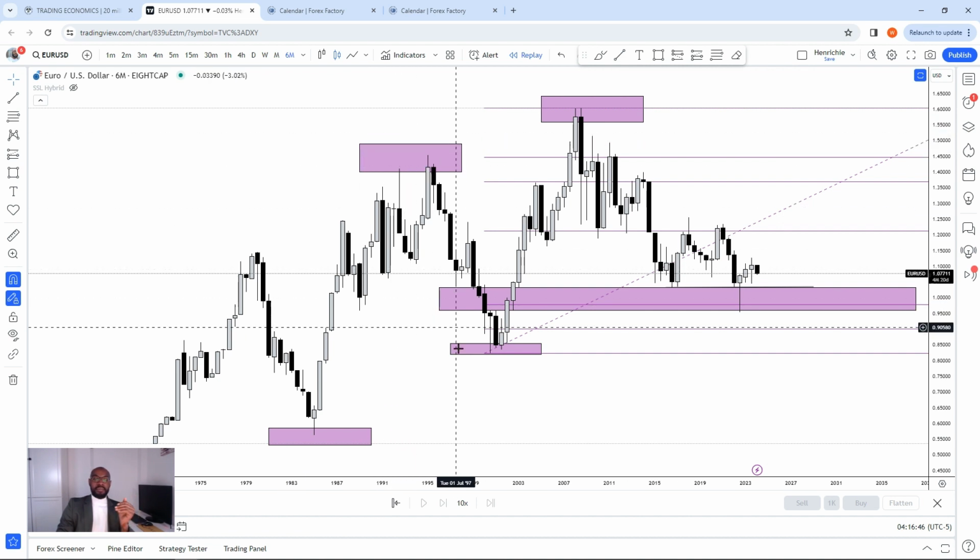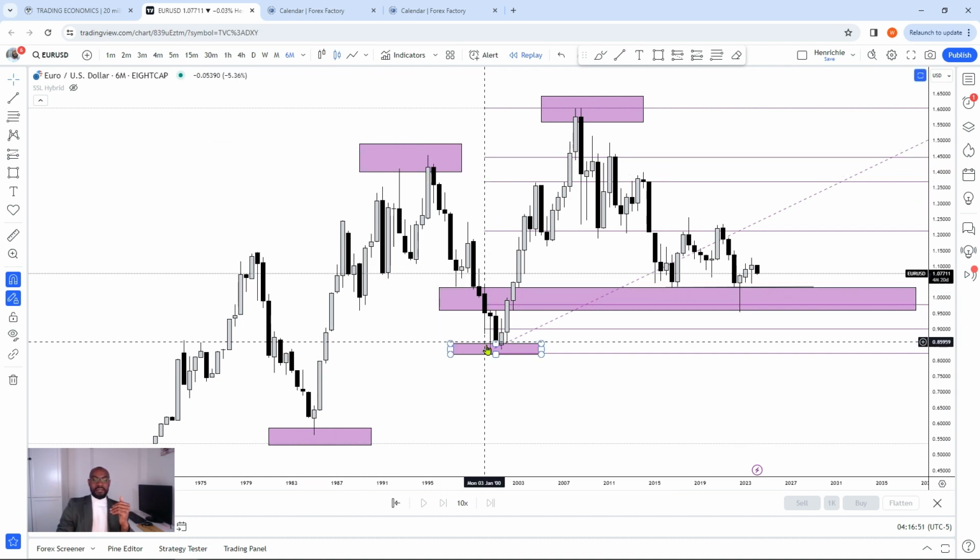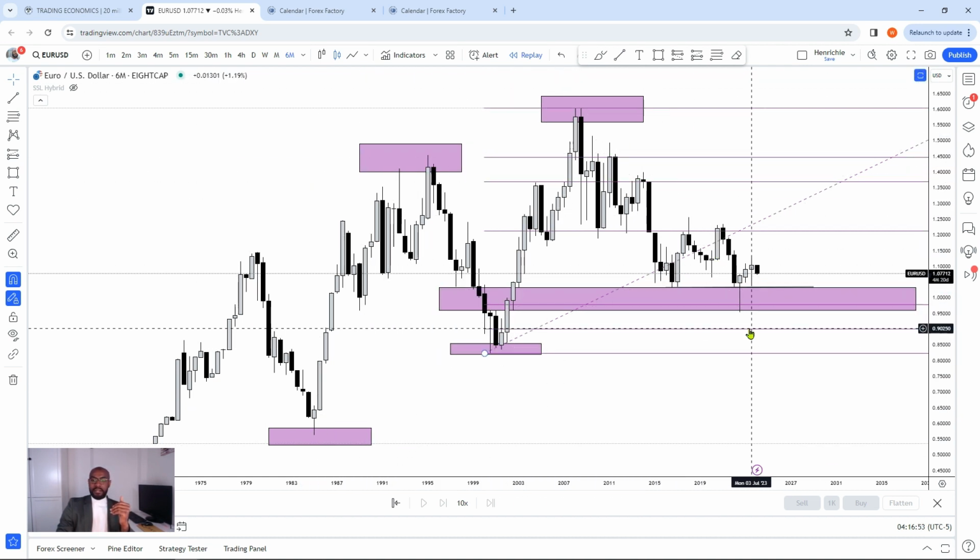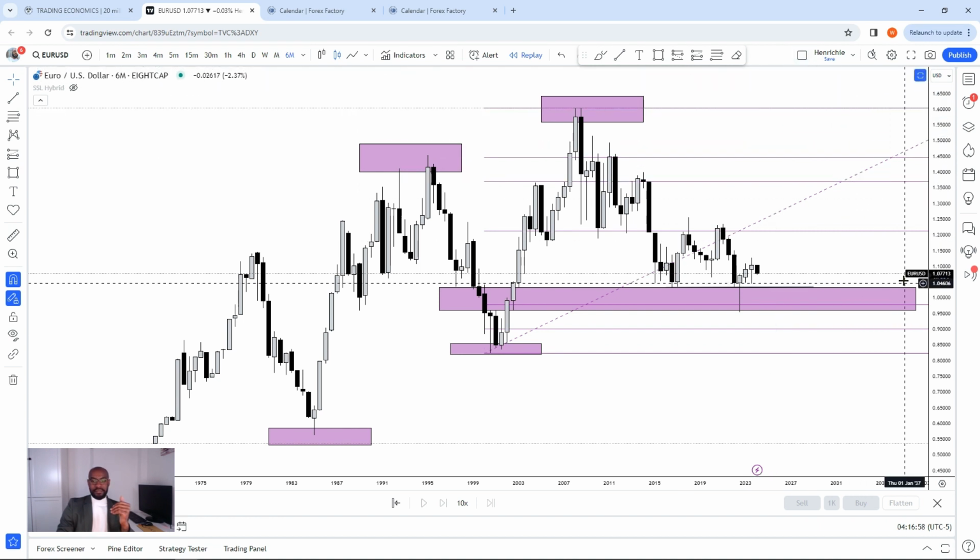Whatever goes up must come down, right? And that is what you're seeing here. It's gone up and it must come down. It's gone up and it must come down. So even if it goes up from here, it's definitely still going to come down again.